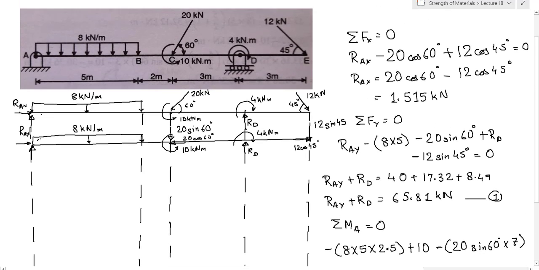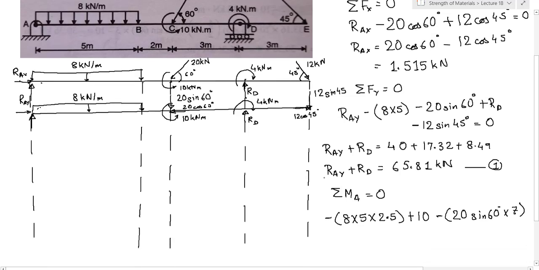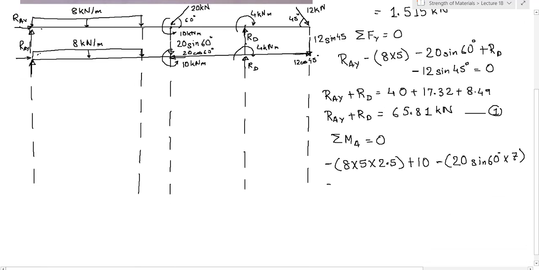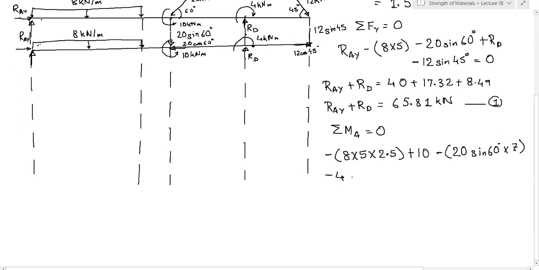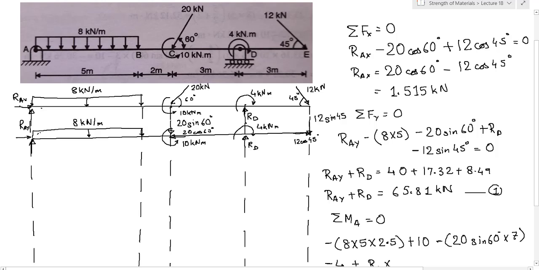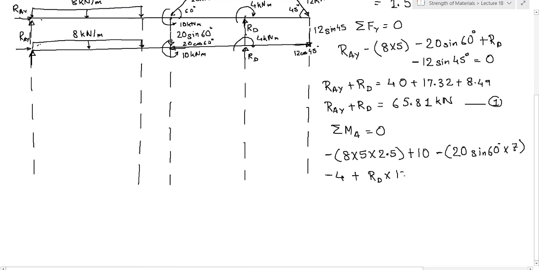Then what do we have? We have this 4 kilonewton meter in clockwise direction. So that will be minus 4. Then we have RD, which is rotating in anti-clockwise direction. So plus RD into what is the distance? RD into 10, and then minus 12 sine 45 into 30, right? 12 sine 45 into 30. So we put all these forces together, and this will be equal to 0. From this we can calculate the value of RD.